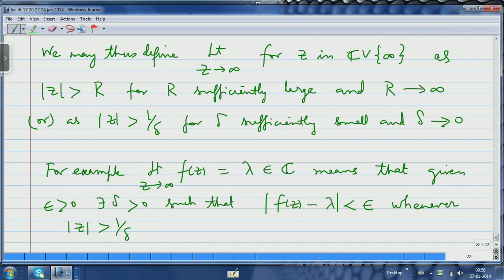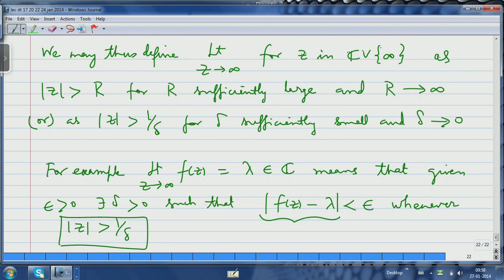Okay, and you must understand, the limit as z tends to infinity of f of z is lambda means that the function values f of z, their distance from lambda, which is mod f of z minus lambda, can be made as small as you want. How small? As small as epsilon, which is already given to you. That epsilon could have been any small number. You can make it smaller than that epsilon, provided you choose z sufficiently close to infinity. And what is choosing z sufficiently close to infinity? You have to choose z outside a sufficiently large circle in the complex plane, centered at the origin. And that's exactly this condition, that mod z is greater than 1 by delta, for delta sufficiently small.